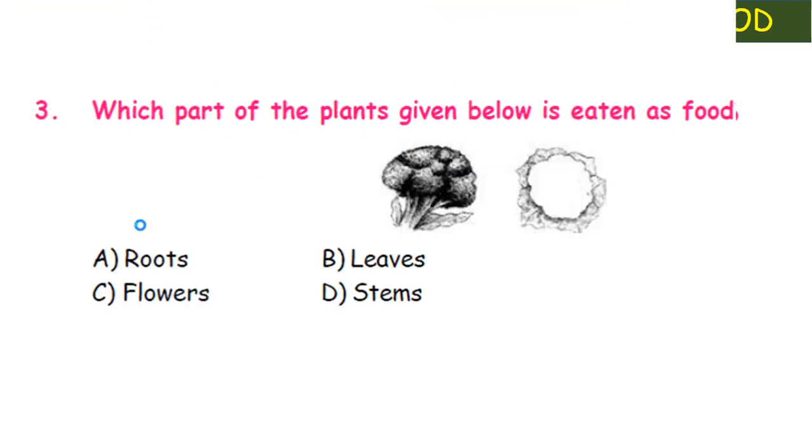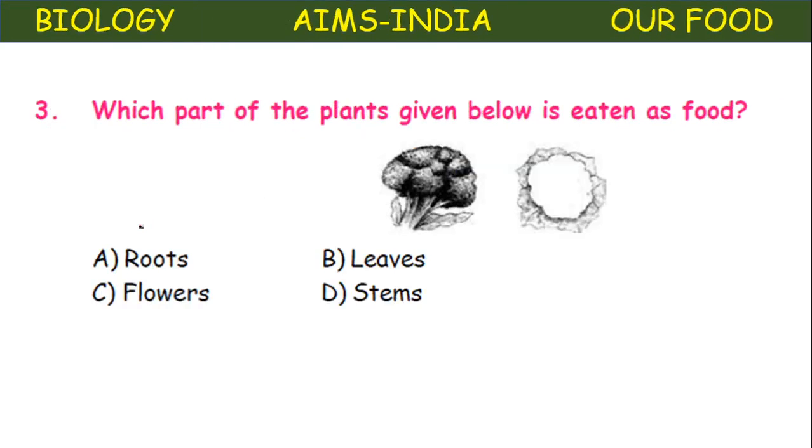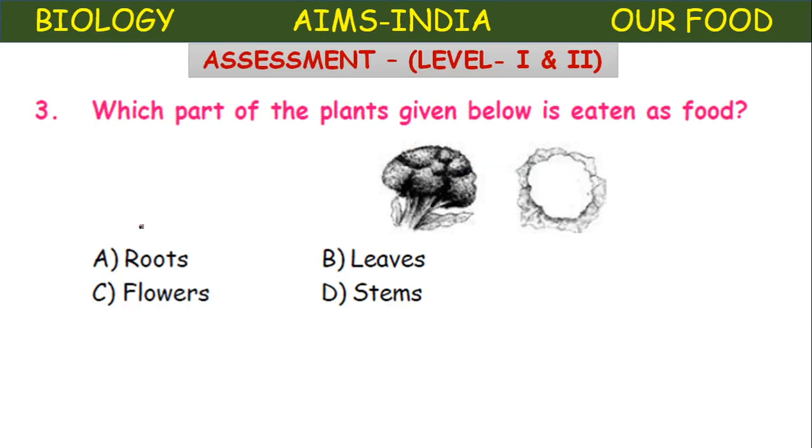Radish, isn't it? Which part of the plants given below is eaten as food? So here the broccoli and cabbage is given. Which part we eat? Roots, leaves, flower, stem. It is the flowers.